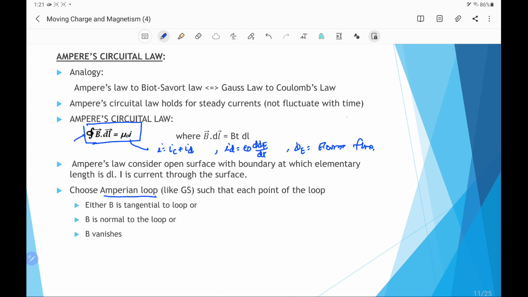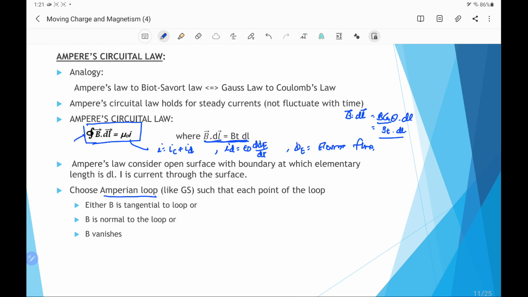In this expression, if we open this dot product, B dot dl can be written as B cos theta into dl, where theta is the angle between B and dl, and this B cos theta is the tangential component of the magnetic field B along the Amperian loop. So B dot dl can be written as B_t dl.